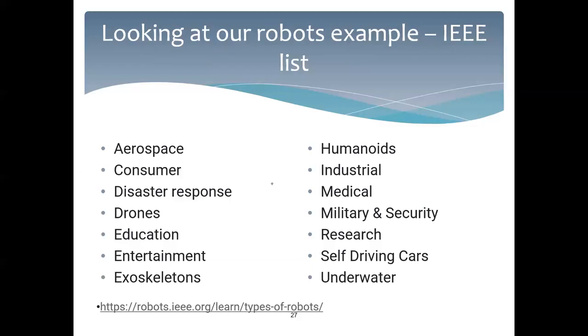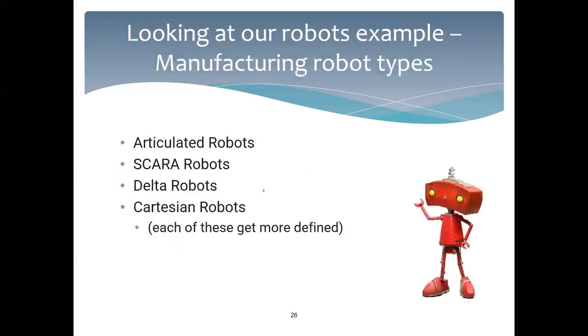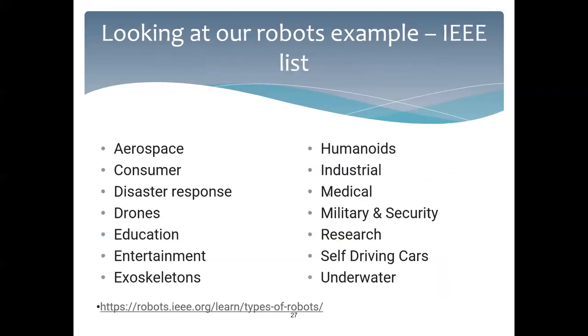If we go over to the IEEE list of robots, they're organized not by how that robot works or what it does. They're organized by disciplines. So a drone, disaster response, education, entertainment, things like that. So it's organized less by how it works and what it does, and more about how it engages in the world as a whole.